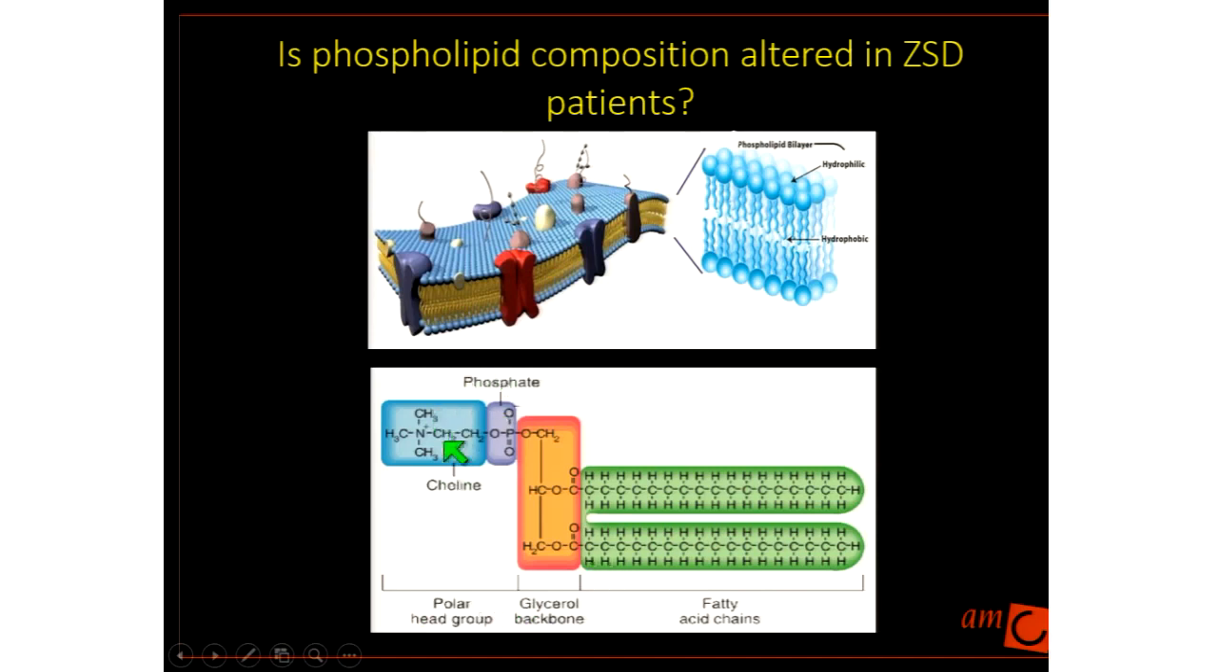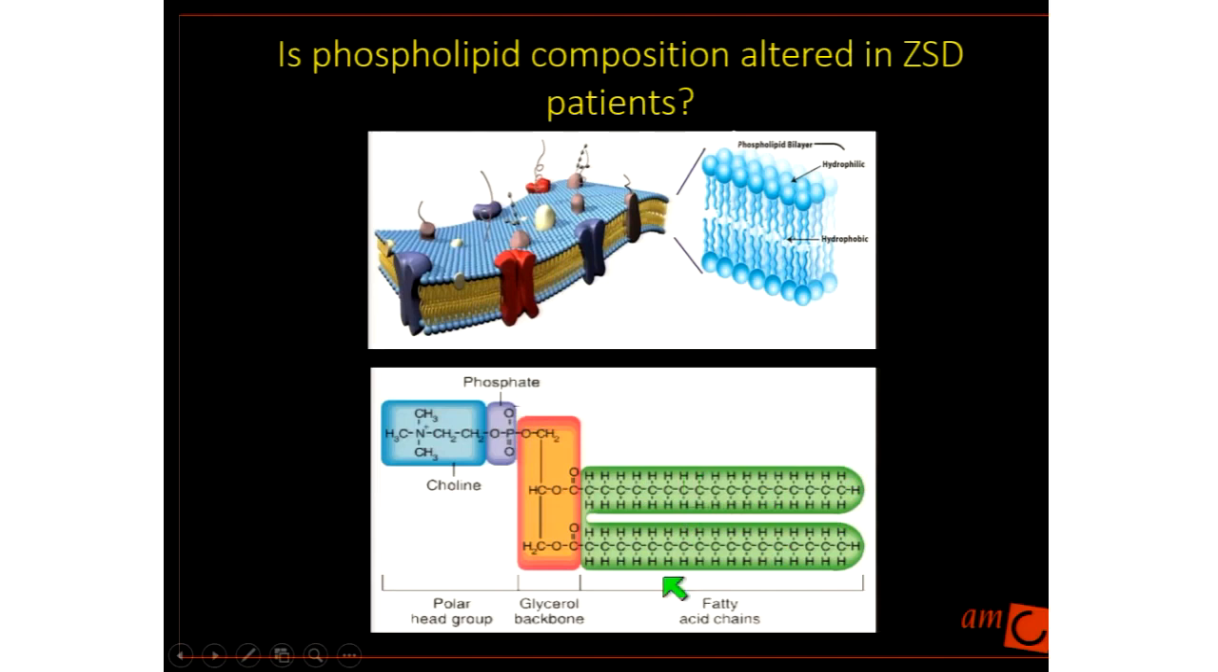It can be choline or serine. Then they have this glycerol backbone, and then they have two fatty acids connected to the glycerol backbone, and then they form this phospholipid bilayer with the fatty acids here in the middle. And you can imagine that if you have an accumulation of very long-chain fatty acids in Zellweger syndrome, the fatty acid tails of these phospholipids have been changed.